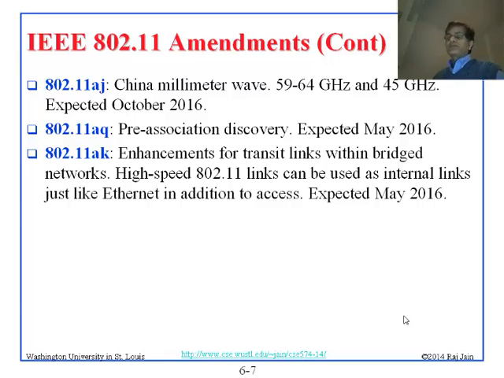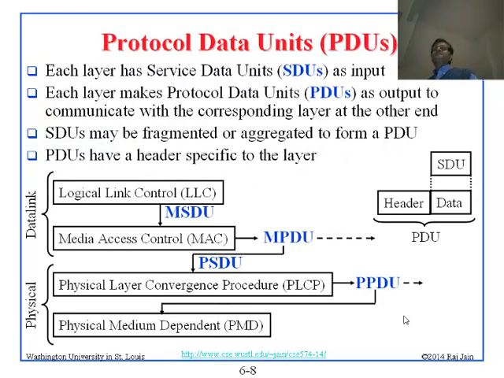AK is the transient link within bridge networks. So sometimes you just want to go from here to there, but there is a link in the middle. Okay, you want to connect to the repeater. So they want to standardize that. All right, so that's the end.